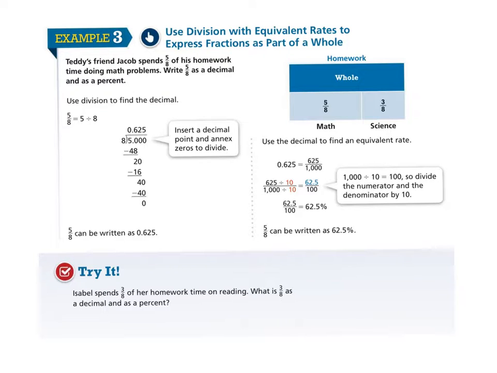Example 3, we're going to hit reality here a little bit. Teddy's friend Jacob spends 5/8 of his homework time doing math problems. Write 5/8 as a decimal and as a percent. With 5/8, it doesn't come out really well to take 8 times a number to get to 100. Okay, if you had a calculator, you could do 100 divided by 8. You'll get 12.5, and so that could be a pattern. We won't always have calculators, and we want to talk about what's the case when we can't get it to work out as well, just in general.